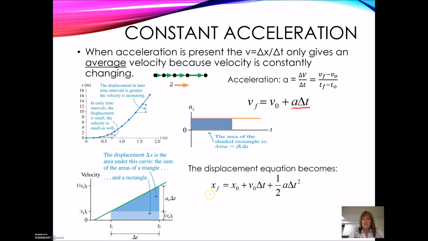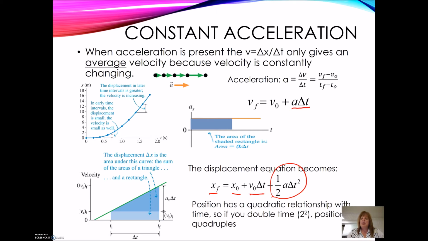And it's this equation: the final position is equal to the initial position plus the initial velocity times time. That's that first part of the equation for when we had constant velocity. But now we need to add this additional term, the 1/2 acceleration times the change in time squared. So anytime I have acceleration, now my position has a quadratic relationship with time. So if we double time, then the position is going to quadruple.